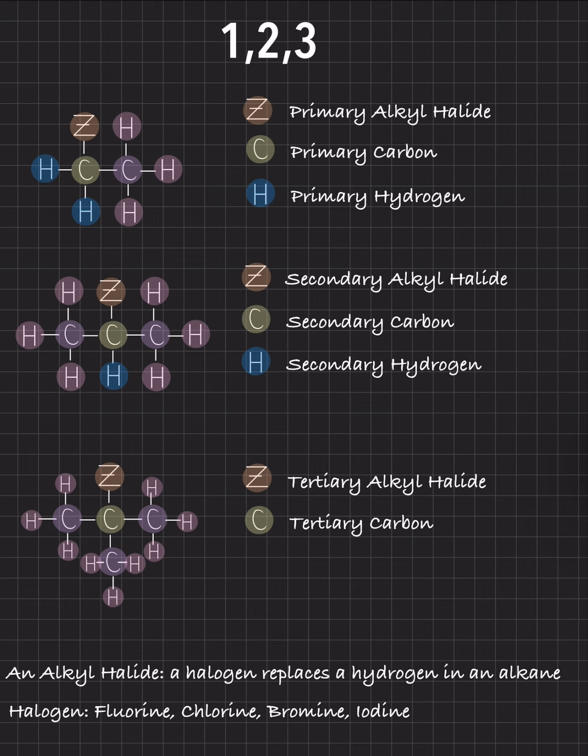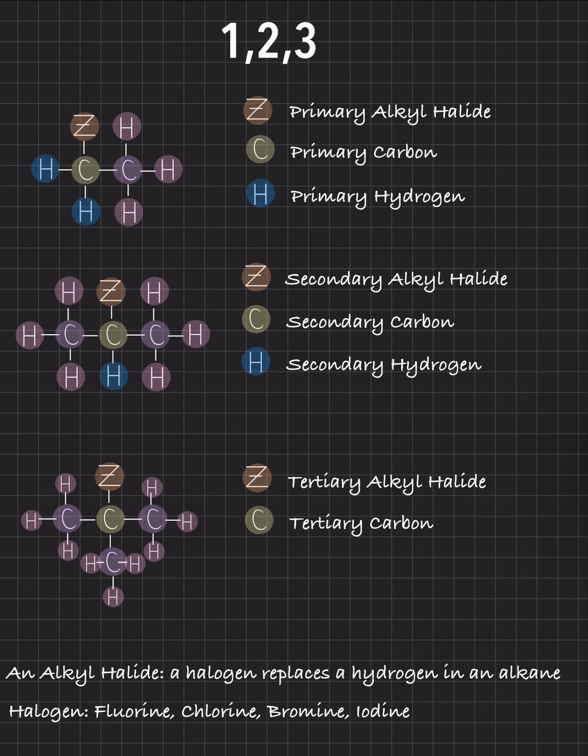the yellow carbon is attached to a Z, a purple carbon, and 2 hydrogens, 4 bonds. In the second example, the yellow carbon is attached to 2 purple carbons, a hydrogen, and a Z, 4 bonds. And the last one, the yellow carbon is attached to 3 purple carbons and a Z, 4 bonds. So there's nowhere for the hydrogen to attach. That's why when you deal with alkyl halides, you're not going to have any tertiary hydrogens or quaternary carbons for that matter. That's just not going to happen. And again, carbon can only have 4 bonds.